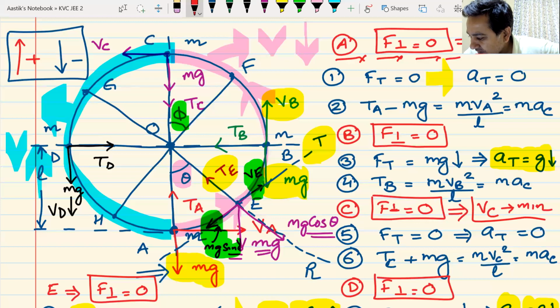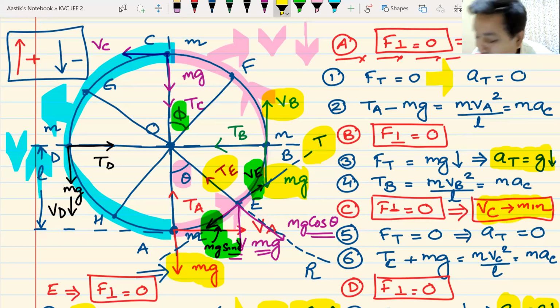I hope everyone understands this and is noting it down. Speed at point C is minimum, speed at point A is maximum. These are the simple points that you cannot forget. And they come logically. If you understand it, they come logically. Okay, I hope you have noted it down.